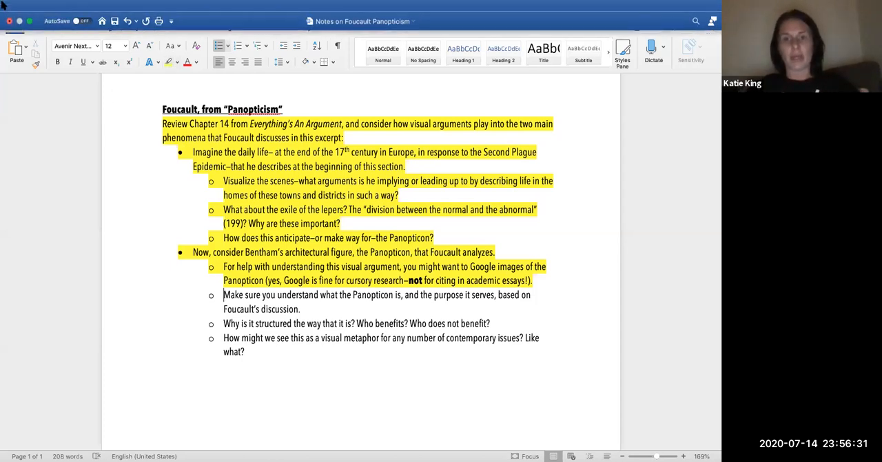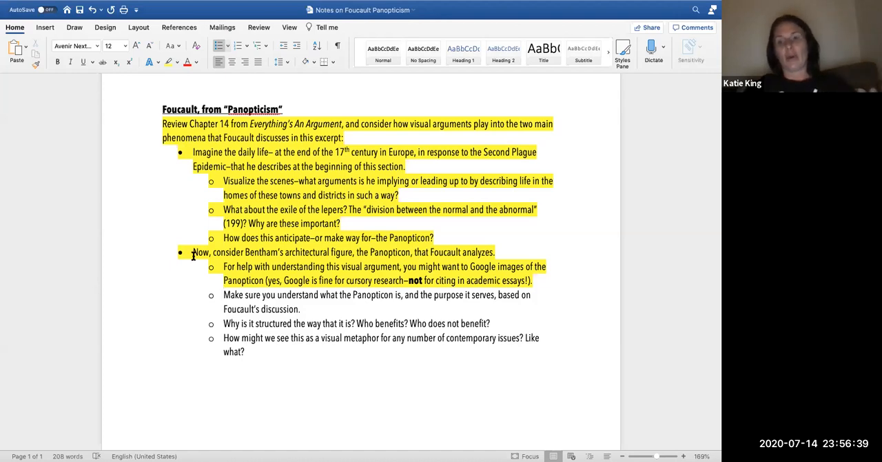What visual argument does this panopticon create, right? Make sure, based on what Foucault talks about, you understand what it is. Well, I already kind of gave that away, but what it is, the purpose it serves, right? And again, why? Why is it structured the way that it is? Who benefits and who does not benefit? Who is clearly not benefiting from this institutional structure, this literal institutional structure? Like it is a building, right?